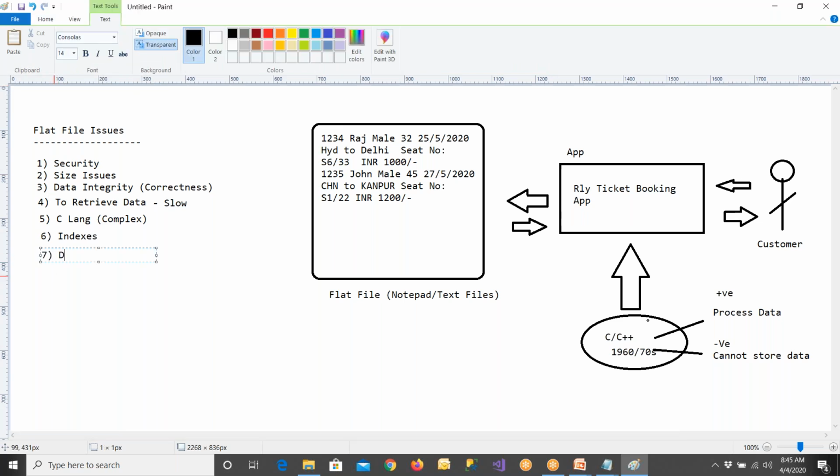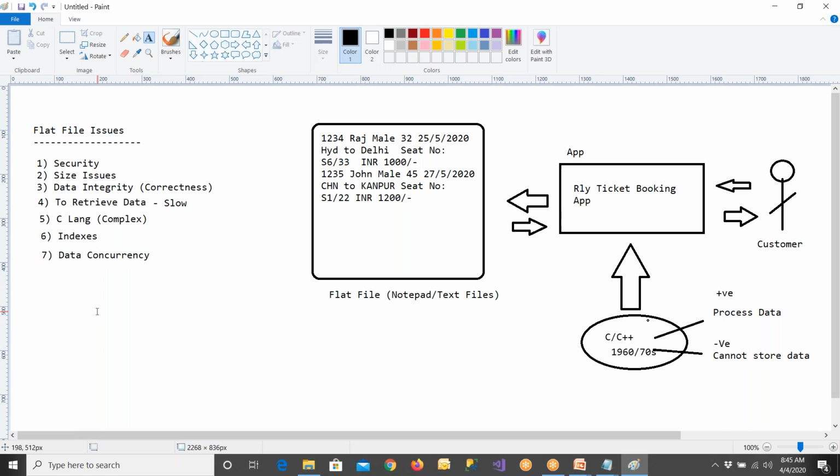Then the data concurrency issue, that is also a big issue people have invented. What do you mean by concurrency? Concurrency means the same resource is being used by multiple people at a time. For example, I have one classroom, and I want to use it at 10 o'clock in the morning. One more faculty also wants to use the classroom at 10 o'clock, and one more faculty also wants to use it at 10 o'clock. So there is one resource called a classroom being used by three faculties at the same time, which will give you a lot of concurrency problems.